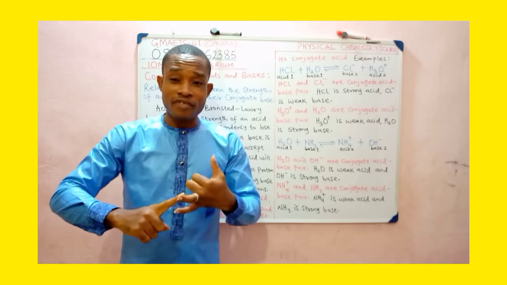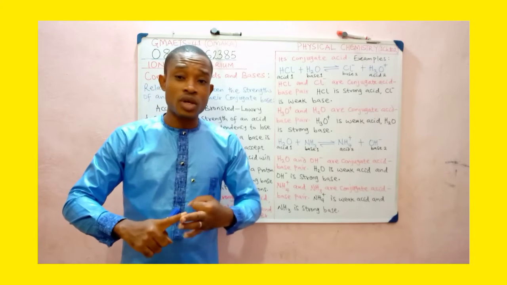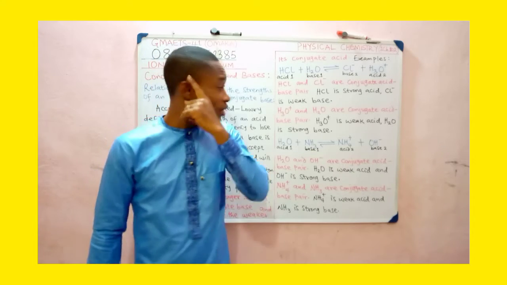Trioxonitrate(V) acid, HNO3, is also a strong acid. Tetraoxosulfate(VI) acid, H2SO4, is a strong acid. These three are major strong acids. Take note of that, okay?